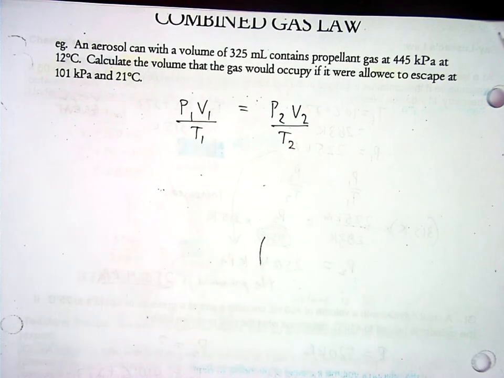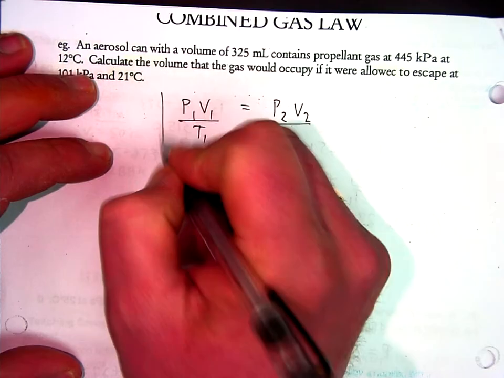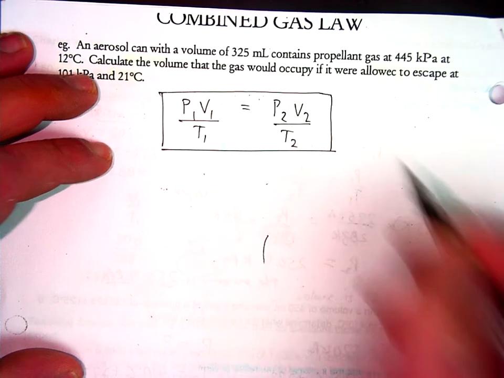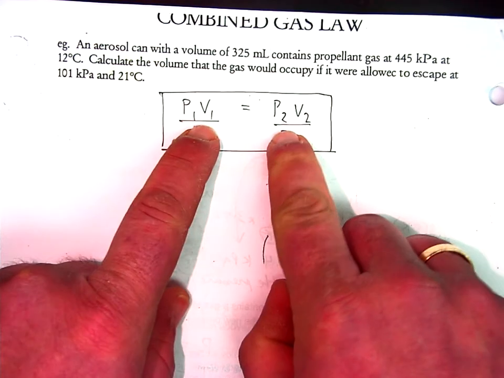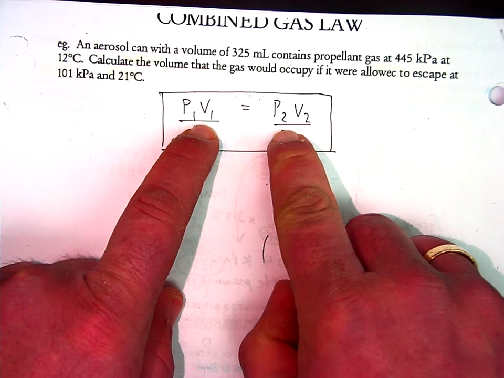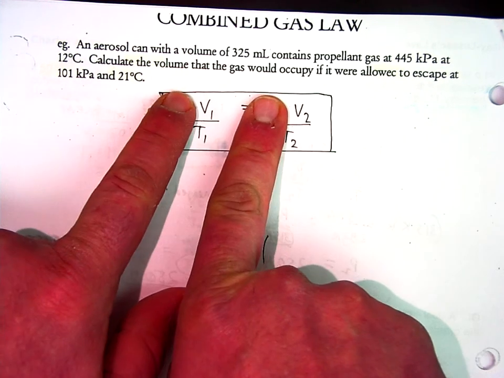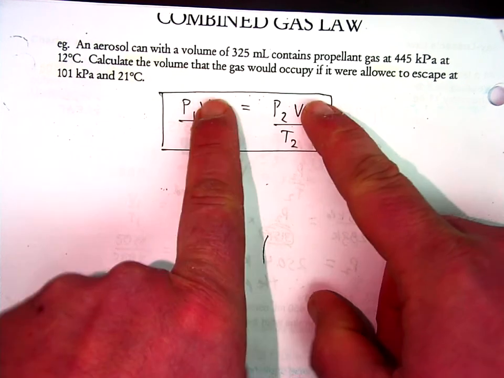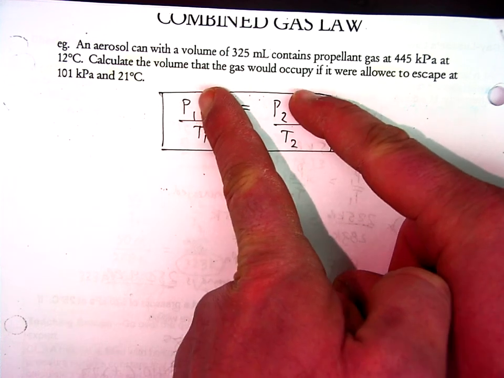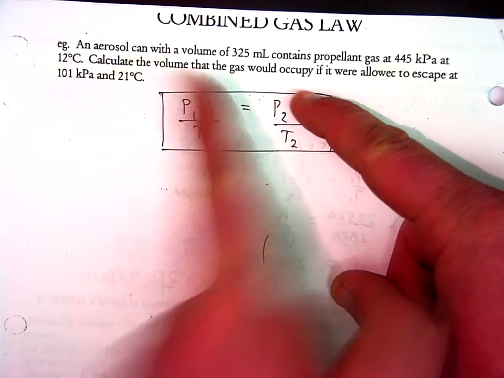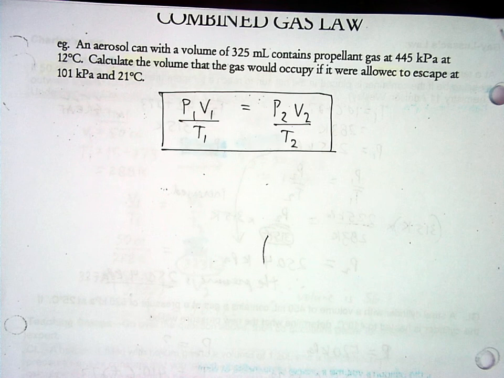The nice thing about this formula is all of the laws are provided here. We just hide one of the variables where it's constant, where it stays the same. Here we've got Boyle's law. Here we've got Charles's law. Here we have Gay-Lussac's law. Okay? So this one's really useful to us. Okay? So let's try this problem.